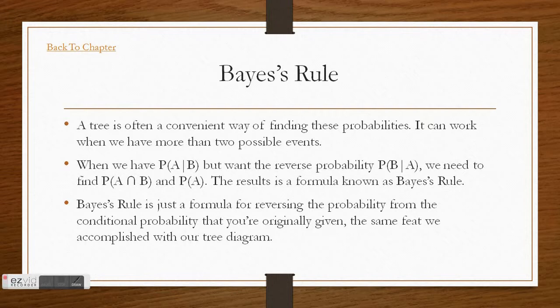Bayes' rule. A tree is often a convenient way of finding these probabilities. It can work when we have more than 2 possible outcomes. When we have the probability of A given B, but we want the reverse probability of B given A, we need to find the probability of A and B intersecting and the probability of A. The result is the formula known as Bayes' rule. Bayes' rule is just a formula for reversing the probability from a conditional probability that you were originally given, the same feat we accomplished with our tree diagram.